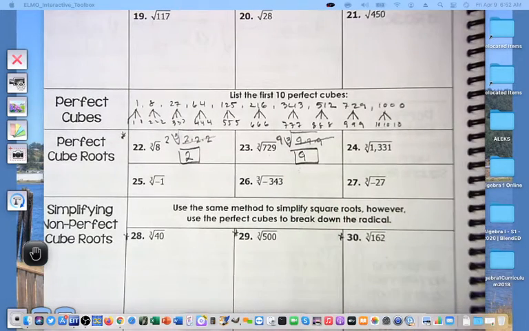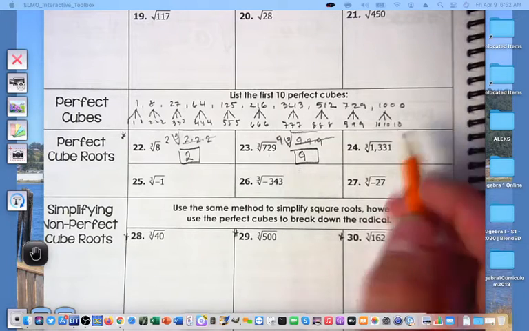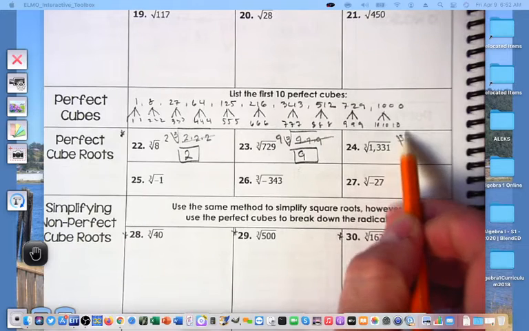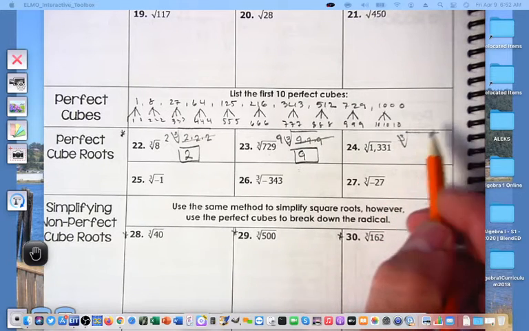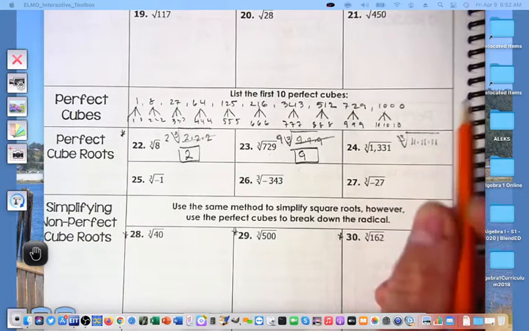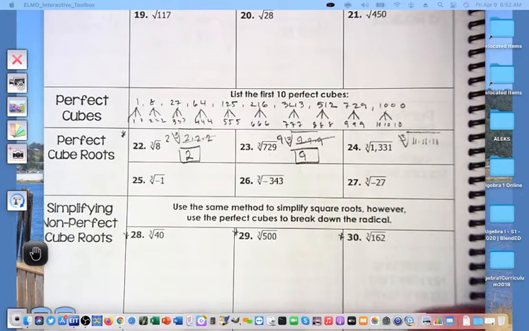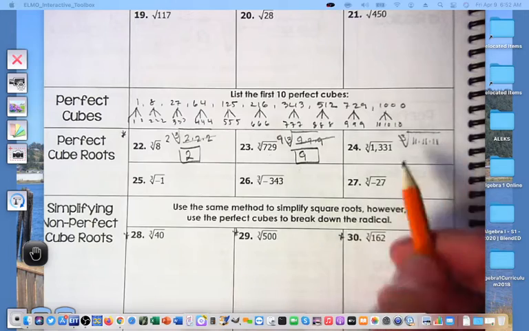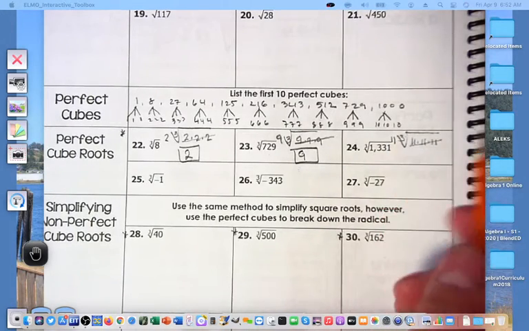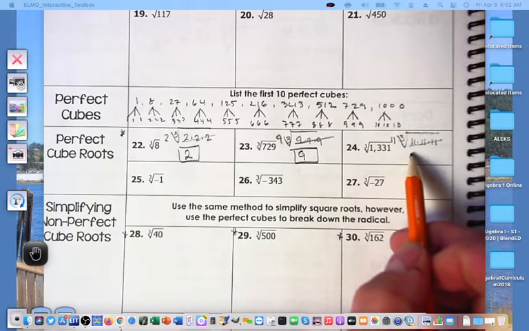So let's see here. This one, 1331, I wouldn't have seen this right off the bat. That one breaks down into 11 times 11 times 11. That's the 11th perfect cube that we know. A group of 3, like my index tells me I'm looking for, go to the outside and become a single 11. The cube root of 1331 is equal to 11.